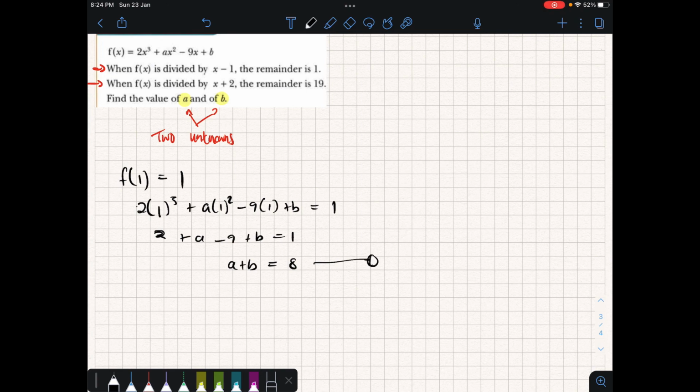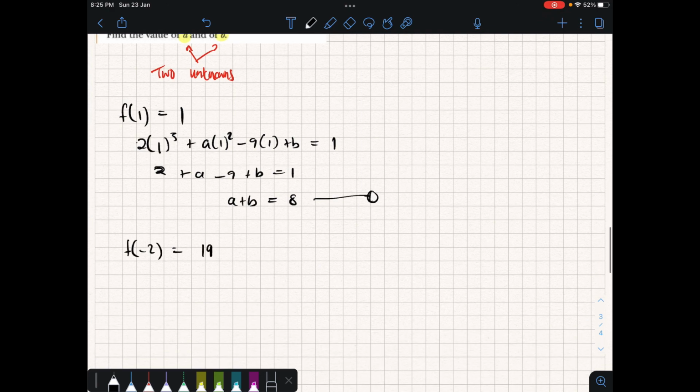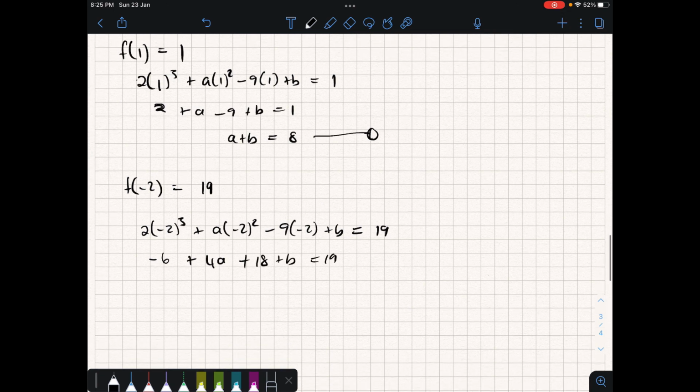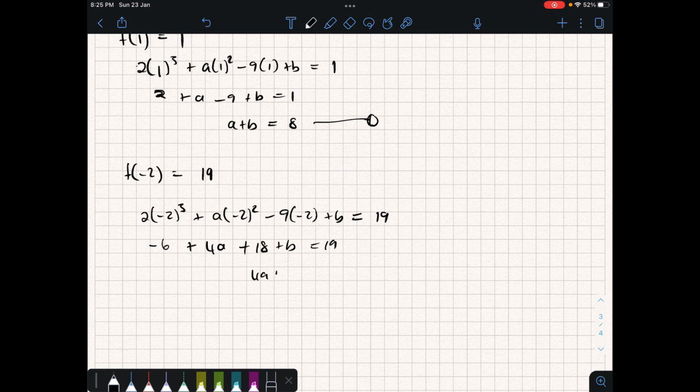In exactly the same sense, we can create the second simultaneous equation by saying if it's divided by x plus 2, we get a remainder of 19. So if we substitute the value of minus 2 in, we should get 19. Expanding that out: 2 times minus 2 cubed plus a times minus 2 squared minus 9 times minus 2 plus b must be equal to 19. So this gives us minus 16 plus 4a plus 18 plus b equal to 19, and that leaves us with 4a plus b equal to 17. And there's our second equation.